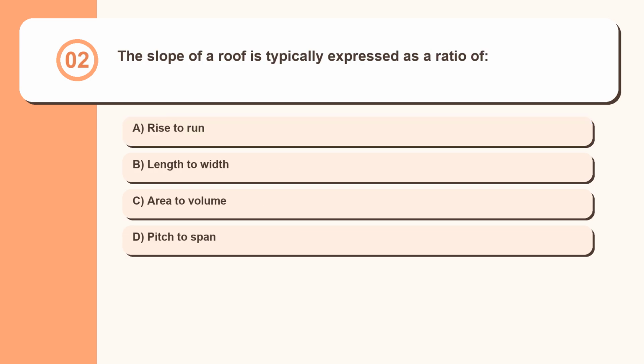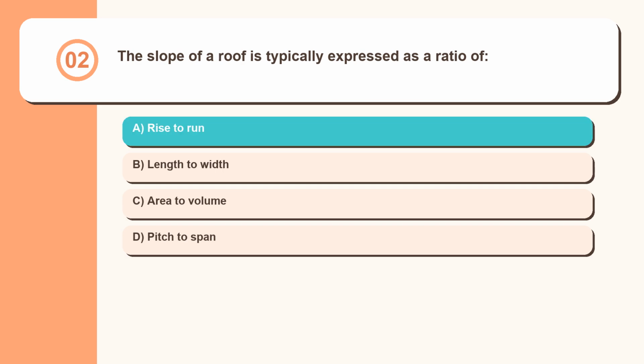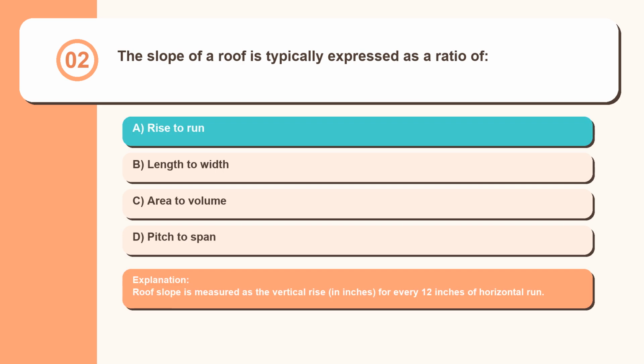Question 2. The slope of a roof is typically expressed as a ratio of rise to run, length to width, area to volume, pitch to span. Roof slope is measured as the vertical rise, in inches, for every 12 inches of horizontal run.